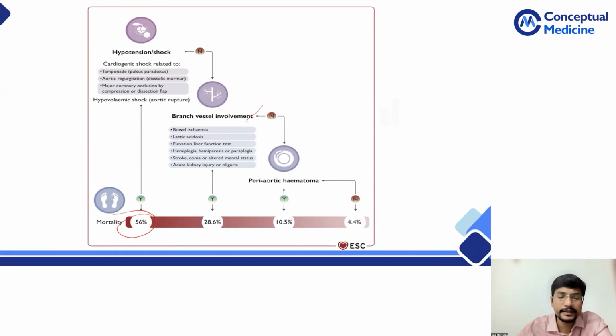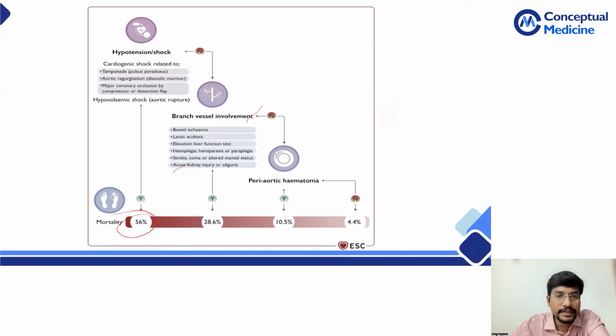You can have severe lactic acidosis. Because of occlusion of the carotids, you can have hemiplegia, strokes. Because of spinal ischemia, you can have paraplegia. Because of renal artery occlusion, you can have acute kidney injuries. So all these are a part of branch vessel involvement.